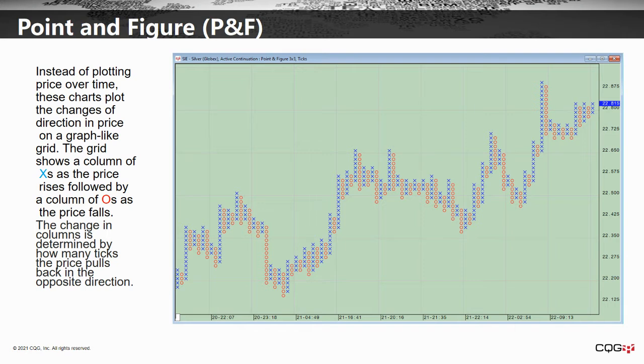Instead of plotting price over time, these charts plot the changes of direction in price on a graph-like grid. The grid shows a column of X's as the price rises, followed by a column of O's as the price falls. The change in columns is determined by how many ticks the price pulls back in the opposite direction.